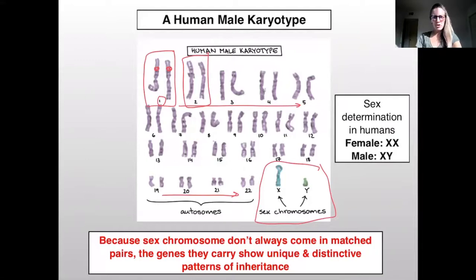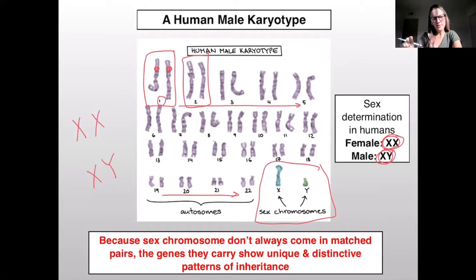So sex determination in humans is determined by 2 X's for a female and an XY for a male. This is not the only way you can do sex determination. Chickens do it a different way. But sex chromosomes don't always come matched. You don't always have an X and an X. Sometimes you have an X and a Y, and those aren't homologous in the same way that all the other chromosomes are.